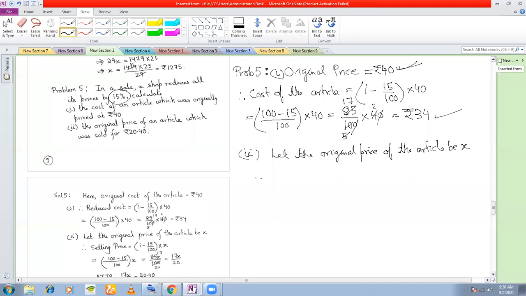So what is the selling price? How much discount is being given? How much price reduction is being given? 15%. 15% on what price is the reduction being given? X. Right? 20.40.